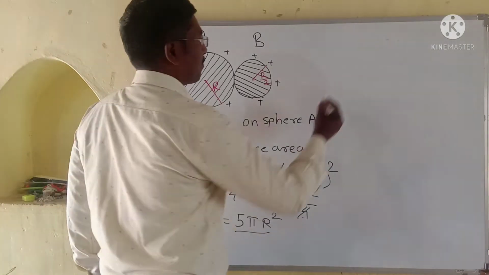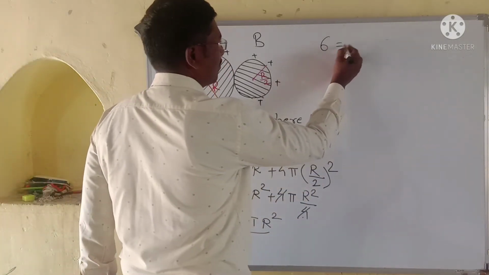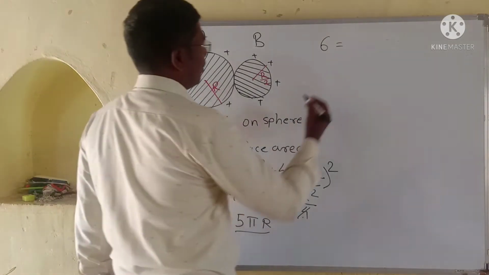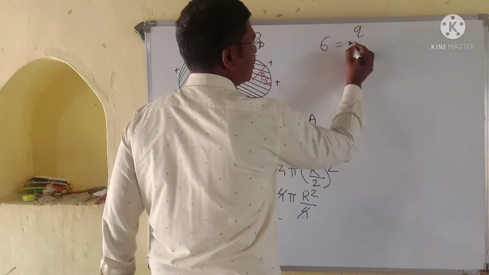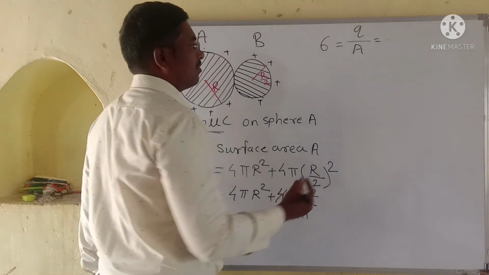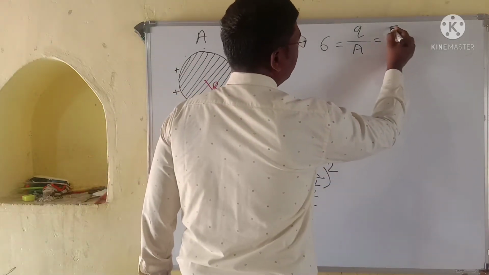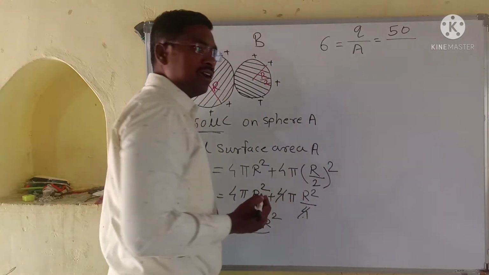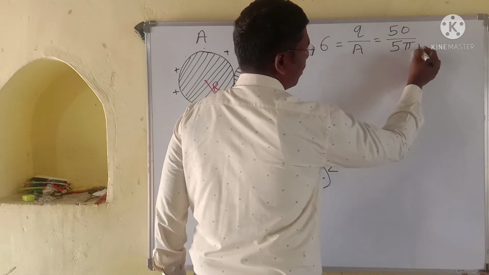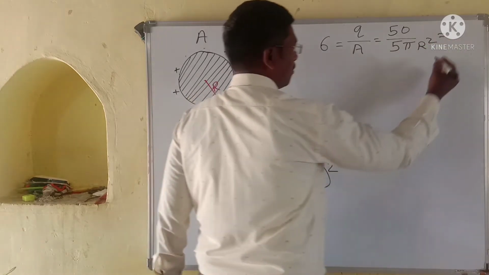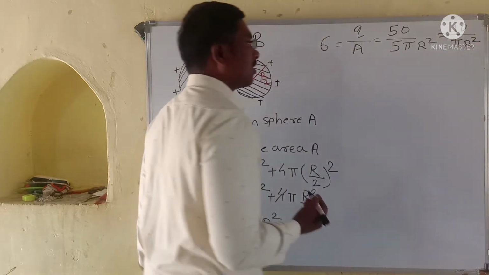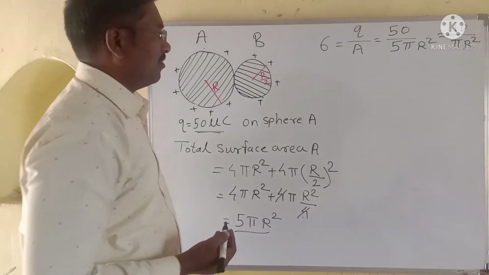In that case, surface charge density sigma is equal to charge distributed divided by area. The charge deposited is 50 microcoulomb divided by area. Area is 5 pi r square, which is equal to 10 divided by pi r square. This is the surface charge density.